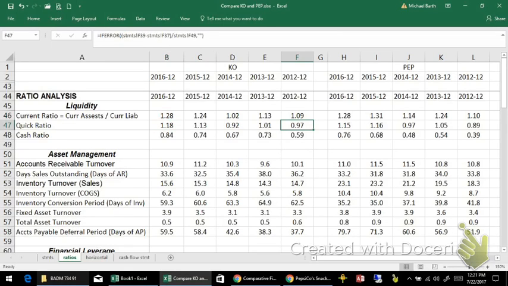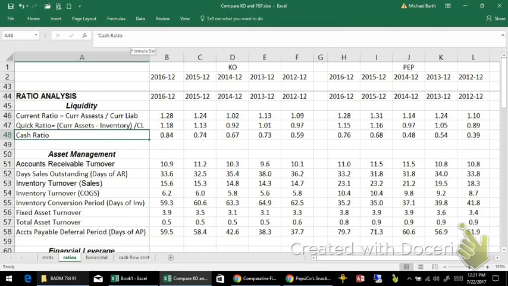All right, we also see that the quick ratio adjusts the current assets by removing inventory, because inventory is often an illiquid asset. Now, for some firms it's illiquid, for other firms it's not.